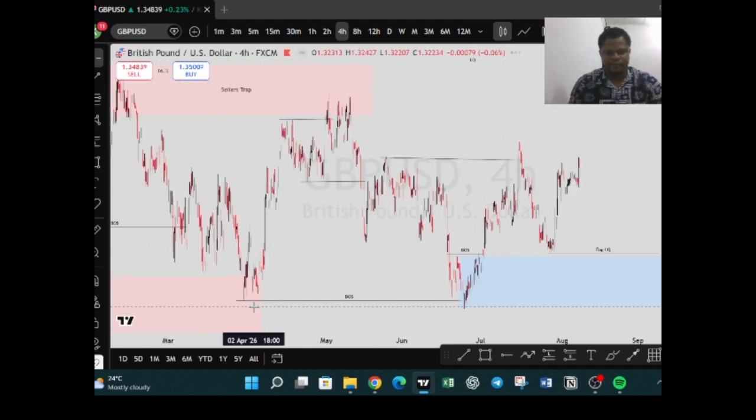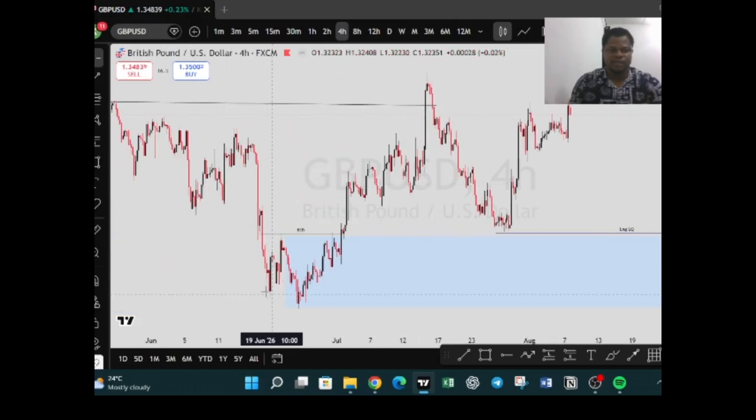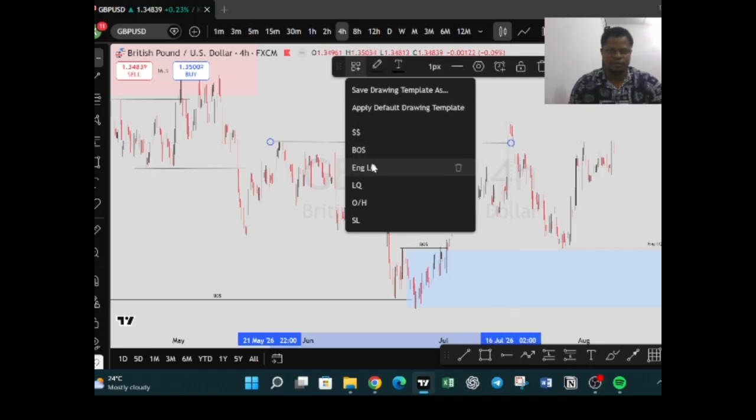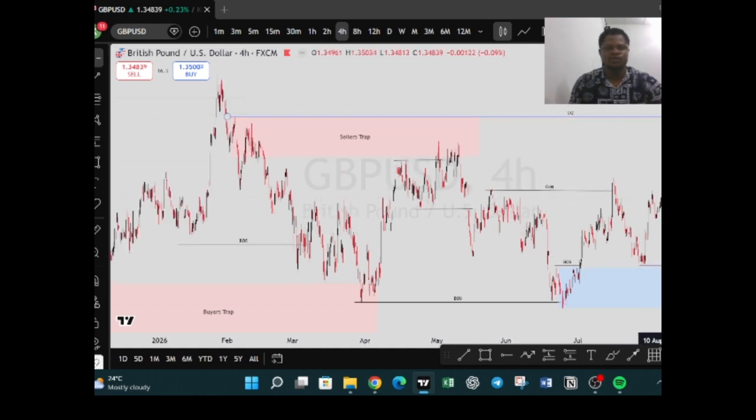Remember, this was a break of structure to the downside, meaning that all these sellers are induced, right? Now we got a sweep, and the market broke structure to the upside. Now that the market has broken structure to the upside, all these buys are now induced. Now this point here where we had a sweep, we can take this as old highs in the market that were taken out. Old highs.